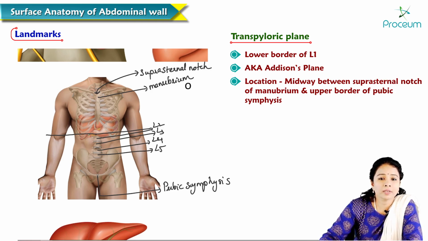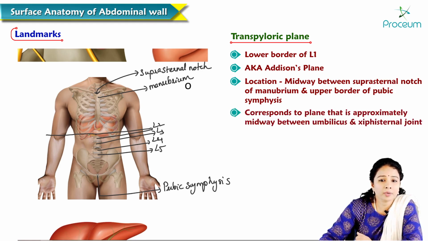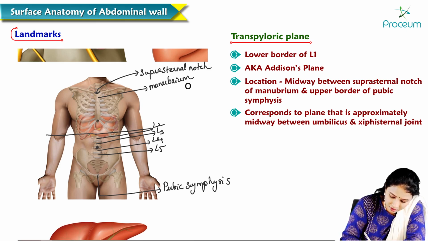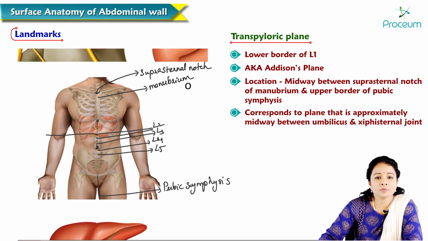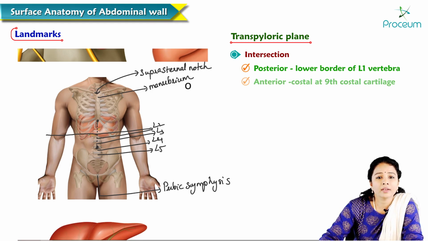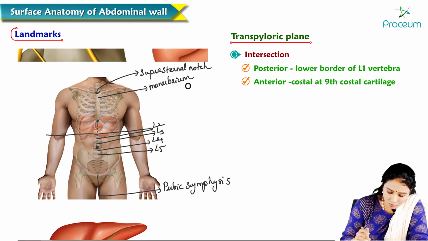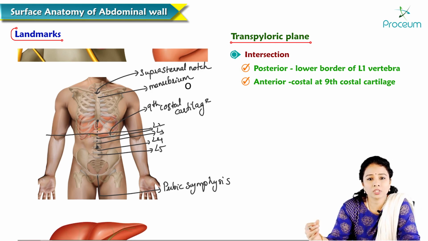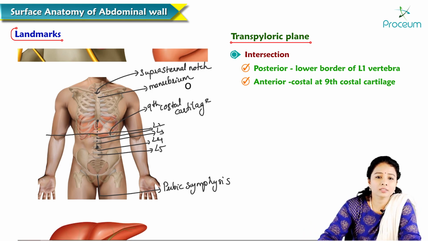Otherwise, we can say that this plane corresponds with approximately the midway between the umbilicus and the xiphisternal joint. So the location of the umbilicus is between L3 and L4 here, and here is the xiphisternal joint. So the midway between the umbilicus and the xiphisternal joint roughly indicates the location of transpyloric plane. Posteriorly, the plane intersects with the lower border of L1 vertebra. Anteriorly, it intersects the costal margin at the 9th costal cartilage. So a line drawn along the 9th costal cartilages, touching both the 9th costal cartilages, is the transpyloric plane.